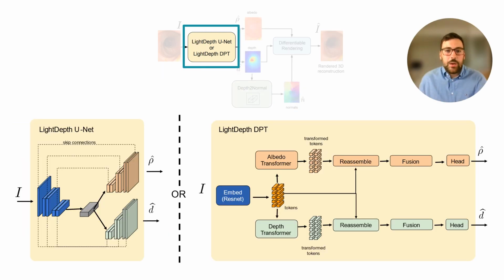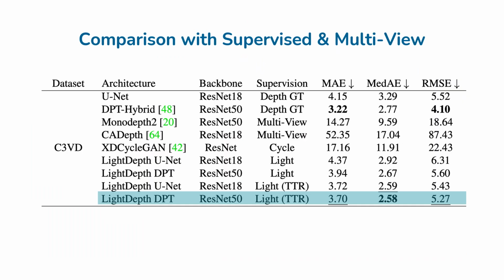This method allows us to train a network for albedo and depth estimation. Potentially, it can be any network architecture. We tried a UNet and a DPT transformer. We compare our method LightDepth to supervised and other self-supervised approaches.